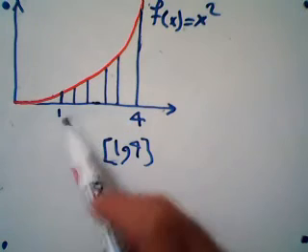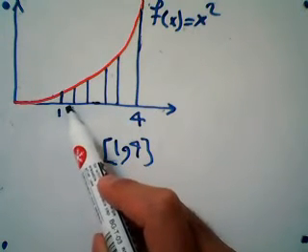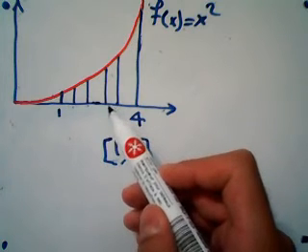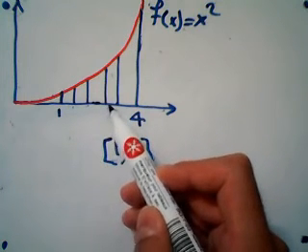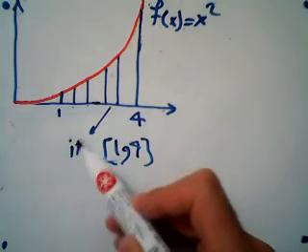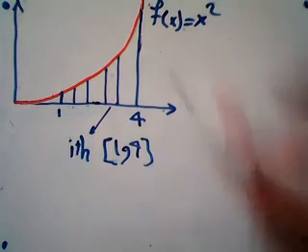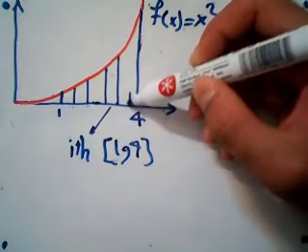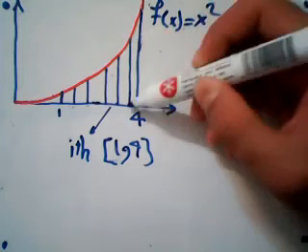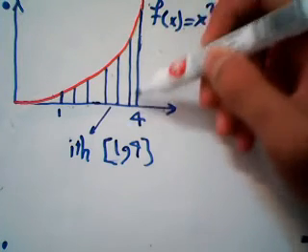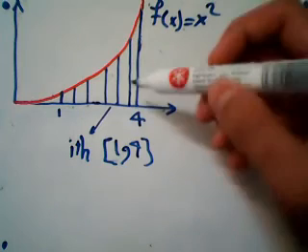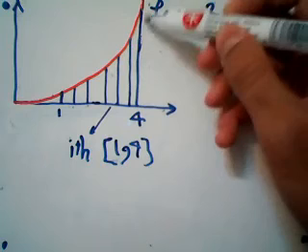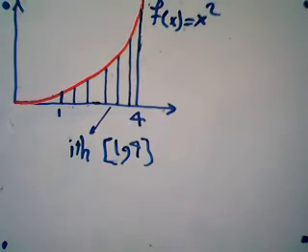Okay, so this is our first subinterval, this is our second, this is our ith interval, and this is our last subinterval, for which I draw the vertical line for one of its endpoints and the other one already drawn.